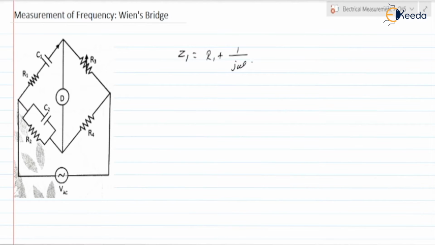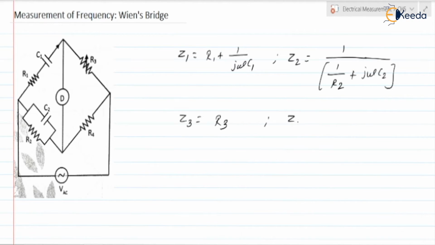Now, Z1 is equal to R1 plus 1 upon j omega C1, right? Similarly, we can write Z2 is equal to R2 in parallel with C2, so it is 1 upon (1 by R2 plus j omega C2), right? Similarly, Z3 is equal to R3, and Z4 is equal to R4.